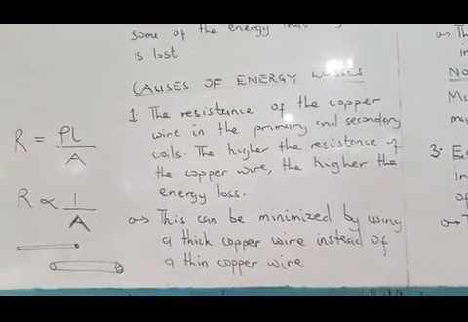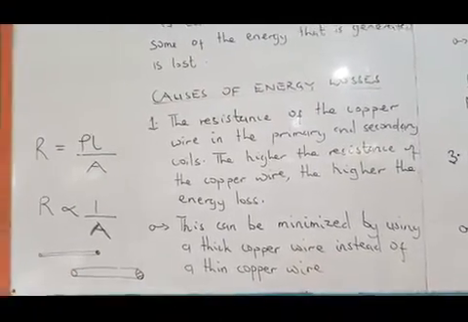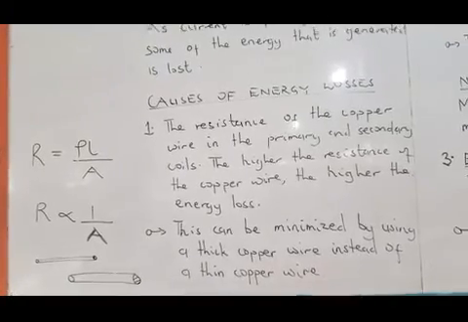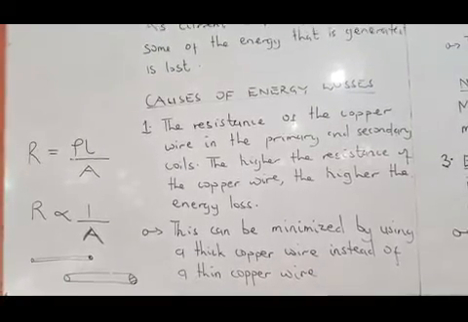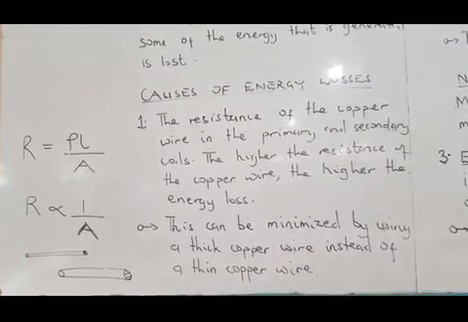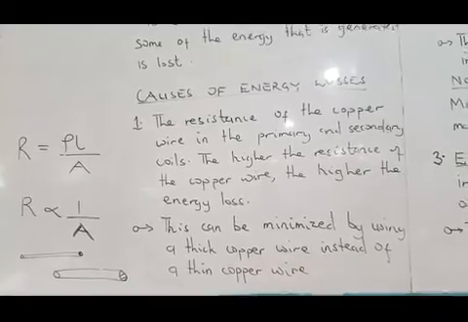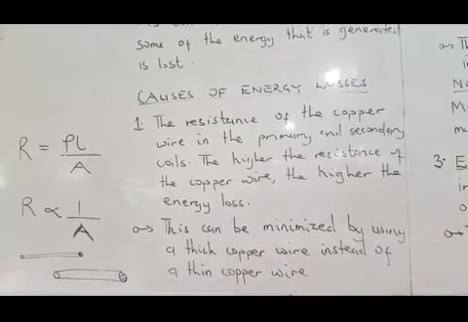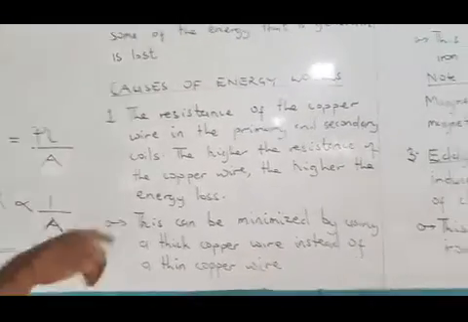And then the leakage of magnetic flux in the primary core. This leakage is actually predominant in the primary core and not the secondary core. And to minimize that, you shield the iron core. So it can be minimized by shielding the iron core.